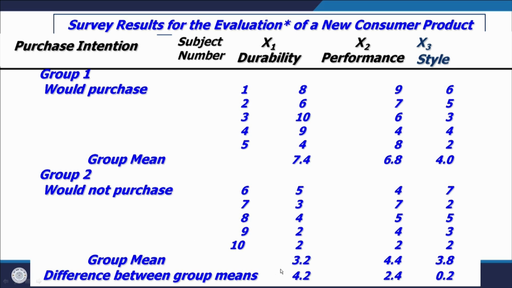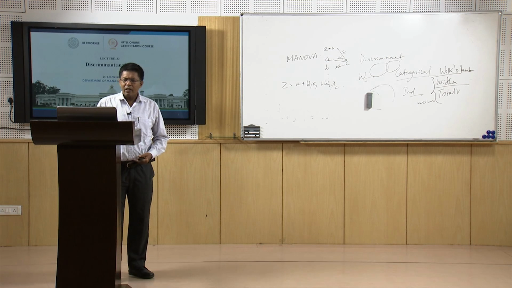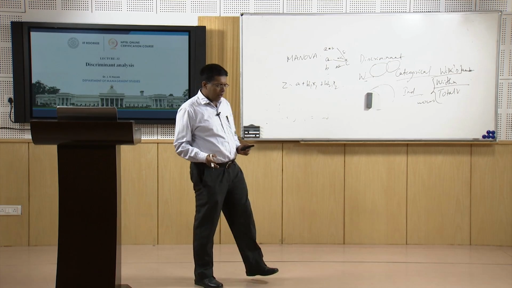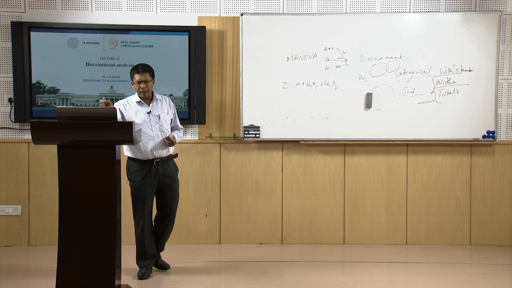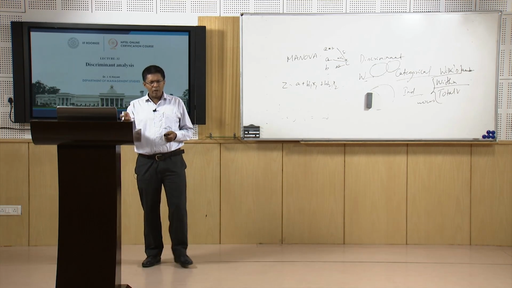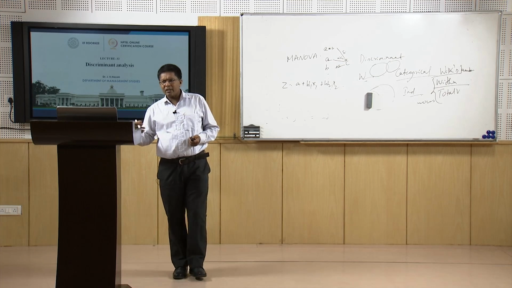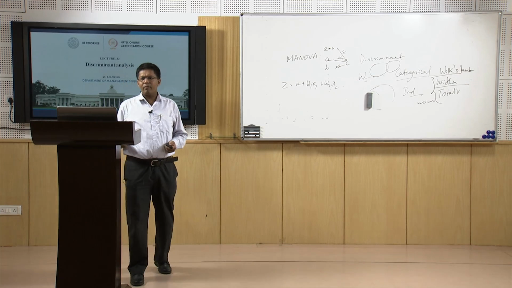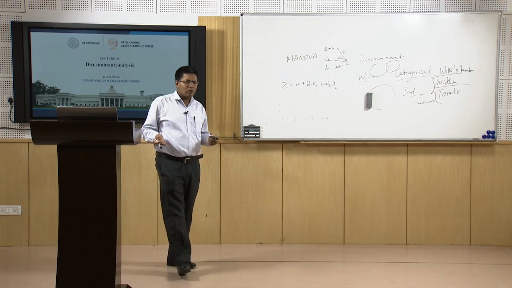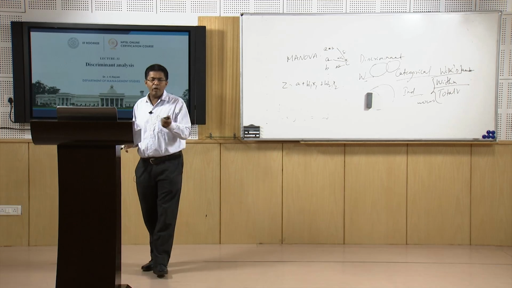So the difference between the 2 group means: this was the group mean 7.4 and this is 3.2. So the difference is given here as 4.2, similarly 2.4 and 0.2. This helps us create a kind of prediction. If these are the characteristics of the people, then when a person comes next and we ask what score he would give on durability, performance and style, by taking his opinion, his score, we can predict whether this man would purchase or not purchase.